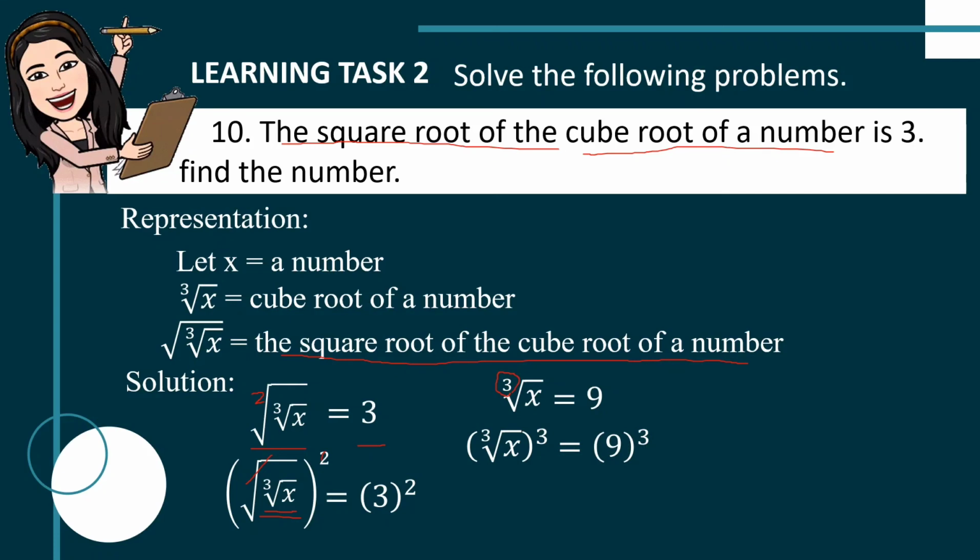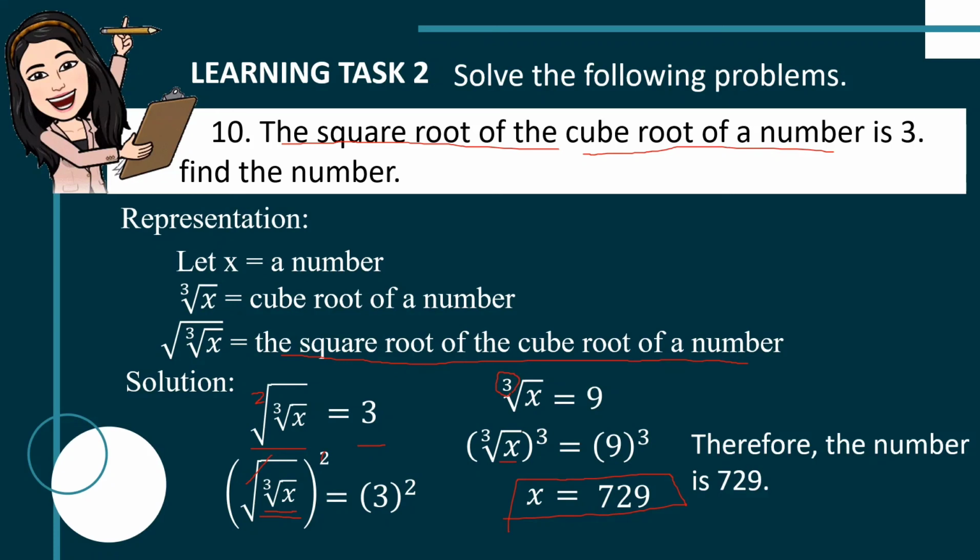So, what is cube root of x raised to the power of 3? Okay, ang matitira na lang yung radicand, and the radicand is x. Now, what is 9 cubed, or 9 times 9 times 9? 9 times 9 times 9 is equal to, okay, that is 729. So, therefore, your x is equal to 729. What is the number? The number is 729. Okay, so yan po, nakuha na natin ang bawat answer in different problems involving radicals.